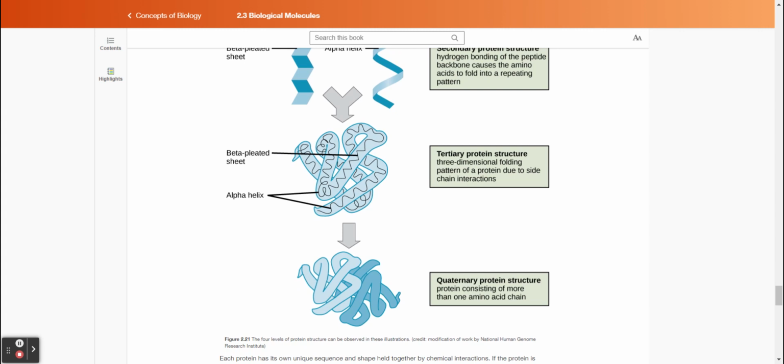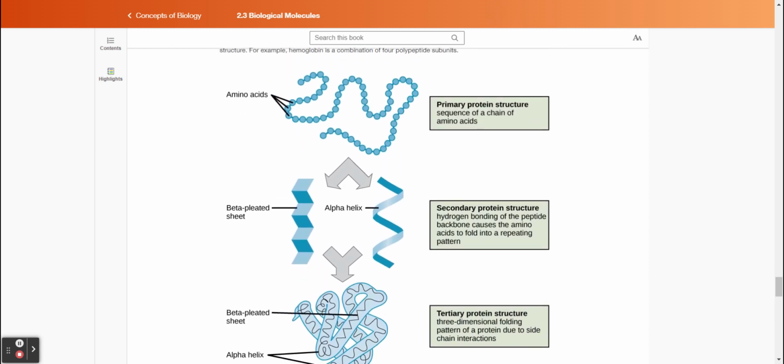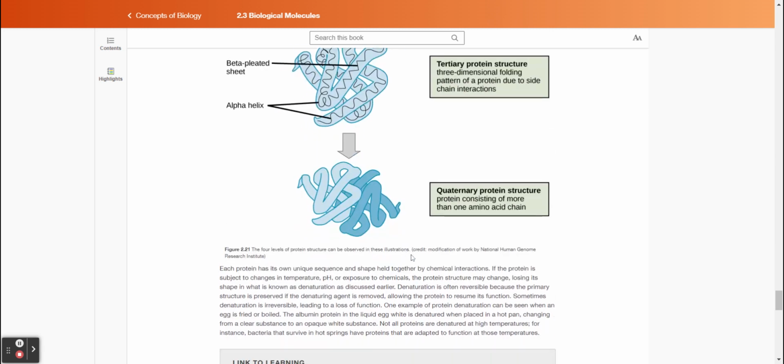Figure 2.21. The 4 levels of protein structure can be observed in these illustrations. Primary protein structure: sequence of a chain of amino acids. Secondary protein structure: hydrogen bonding of the peptide backbone causes the amino acids to fold into a repeating pattern. Tertiary protein structure: three-dimensional folding pattern of a protein due to side chain interactions. And quaternary protein structure: protein consisting of more than one amino acid chain.